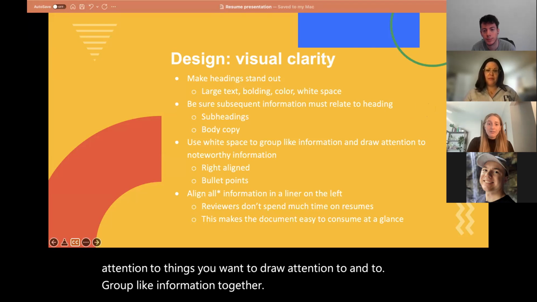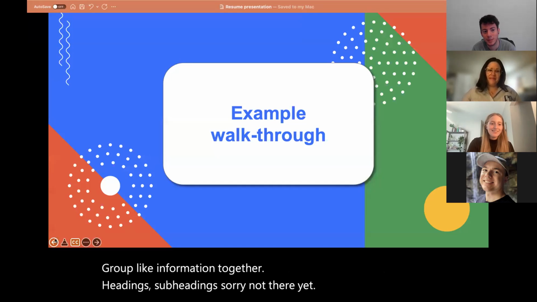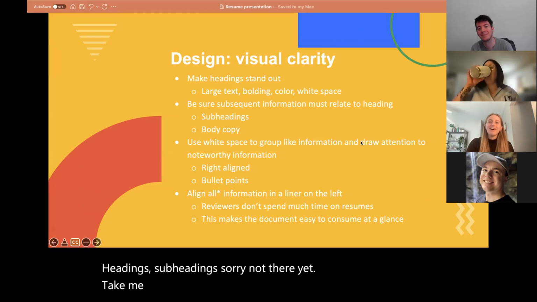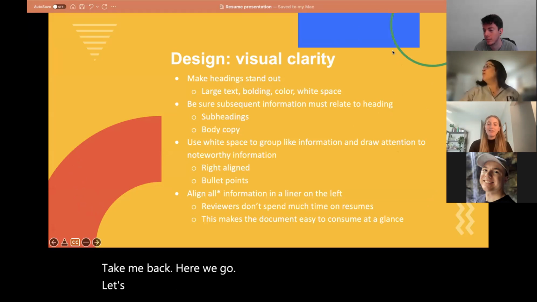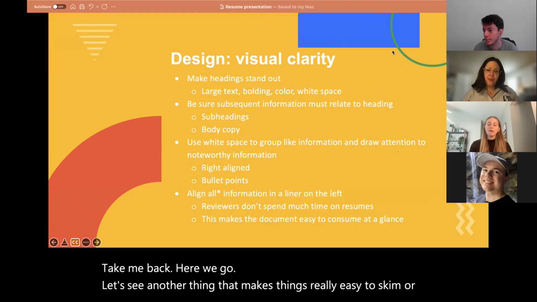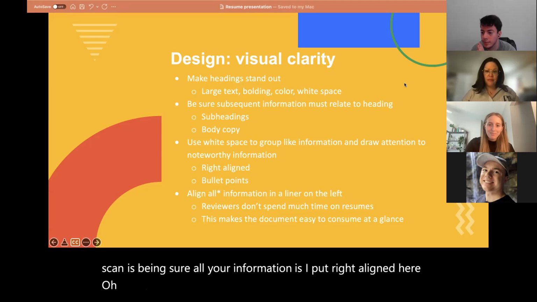Headings, subheadings. Oops, sorry, not there yet. Take me back. Here we go. Let's see, another thing that makes things really easy to skim or scan is being sure all your information is, I put right aligned here. Oh, no, sorry. I did mean left aligned.